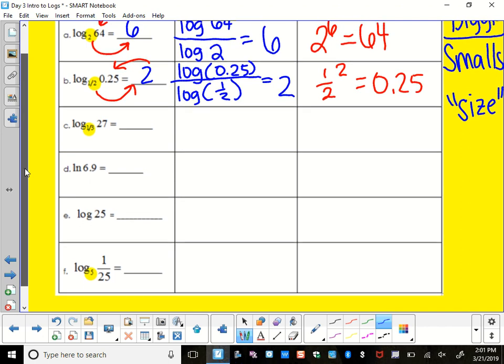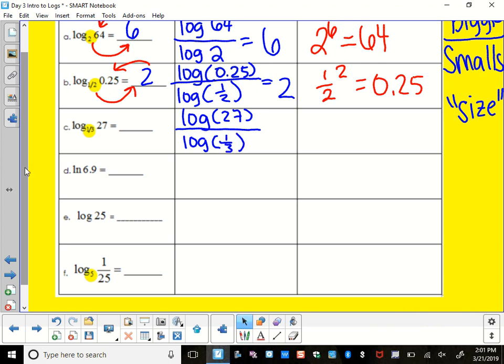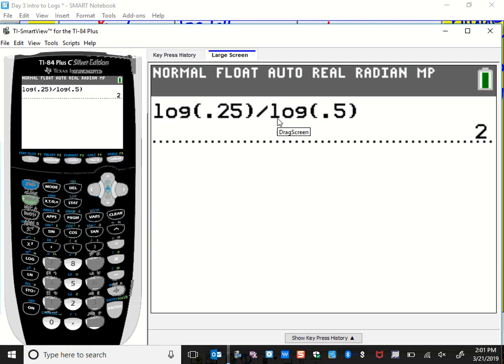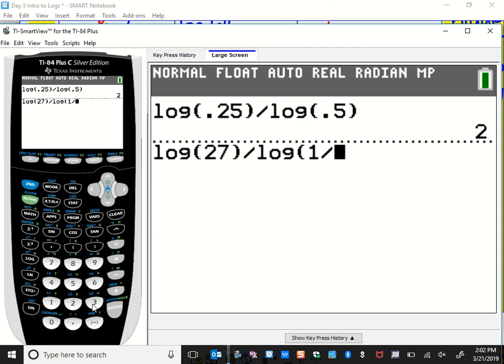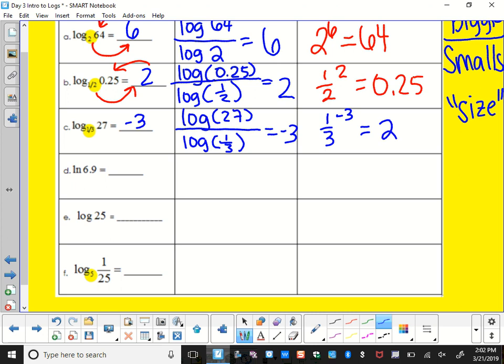Alright, letter C is biggie smalls. I can't just type it into my calculator, so what's the biggie? Divided by 1/3. Alright, so I'm going to type it in. I'm going to have log of 27 divided by log of 1/3. You guys get -3? So if I do my calculator steps, I'm going to have 1/3 to the power of -3 is equal to 27.